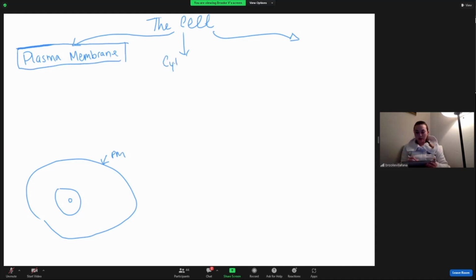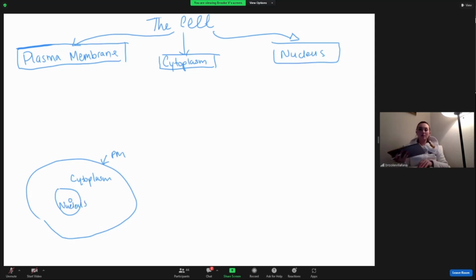Then we have the cytoplasm. So this would be the cytoplasm. And then the last part is the nucleus. Those would be the 3 main components of the cell, right? But then you break those down further as you start to get into more detail in the chapter, right?